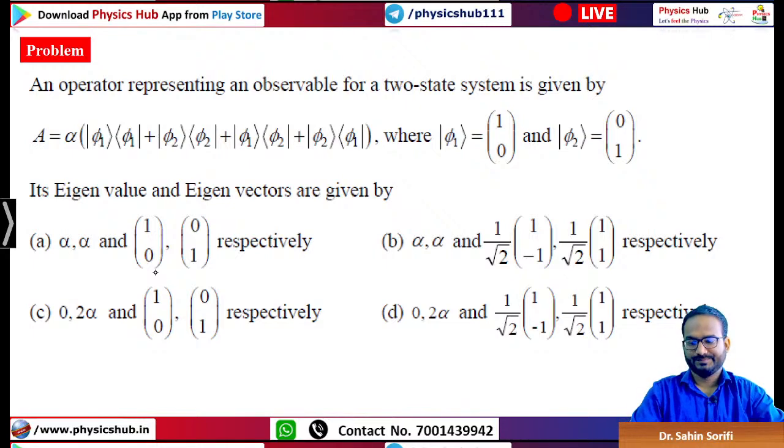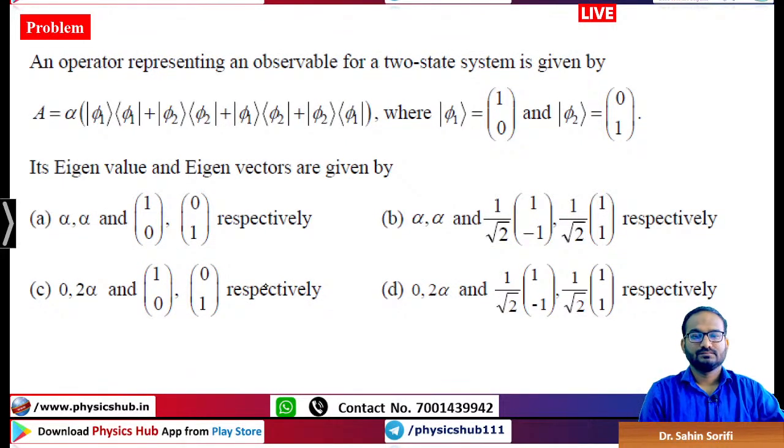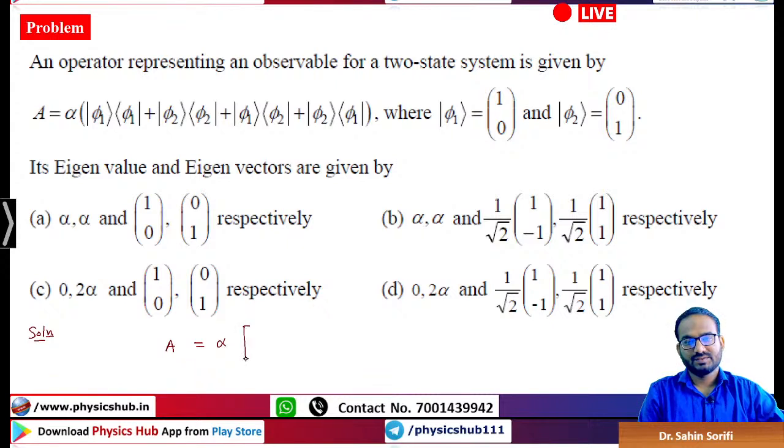Give it a try. Simple question. Look, as per the given question, what will be the value of A? A is equal to alpha. Alpha is a constant, let's keep it as it is. It is ket phi 1. Ket phi 1 is the column vector 1 0. So what will be bra phi 1? Bra phi 1 will be a row vector, right? And these are all real elements. So simply 1 0. Similarly, bra phi 2 will be 0 1.